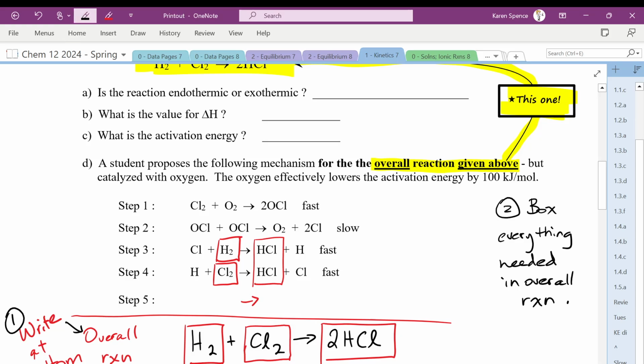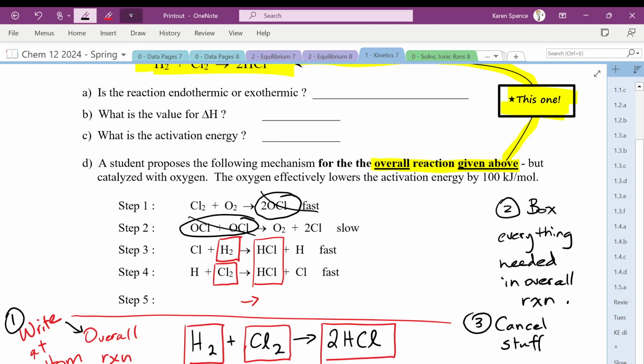All right, now we're going to go through and cancel everything that can cancel. So step 3, cancel stuff. Okay, I have 2 OCl, and I have an OCl and an OCl, so that is also 2 OCl, gone. I have an O2 and an O2 on either side, so those will cancel.